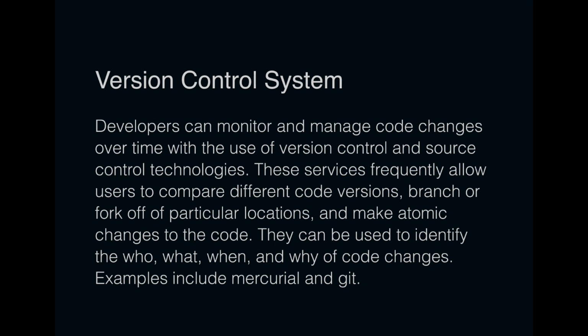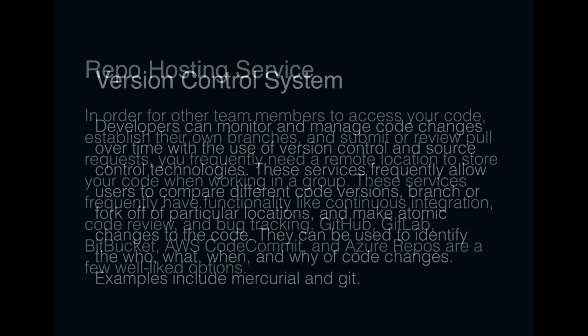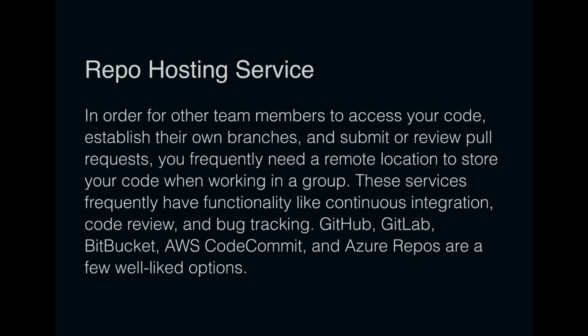Developers can monitor and manage code changes over time with the use of version control and source control technologies. These services frequently allow users to compare different code versions, branch or fork off particular locations, and make atomic changes to the code. They can be used to identify the who, what, when, and why of code changes. Examples include Mercurial and Git. What are repo hosting services?